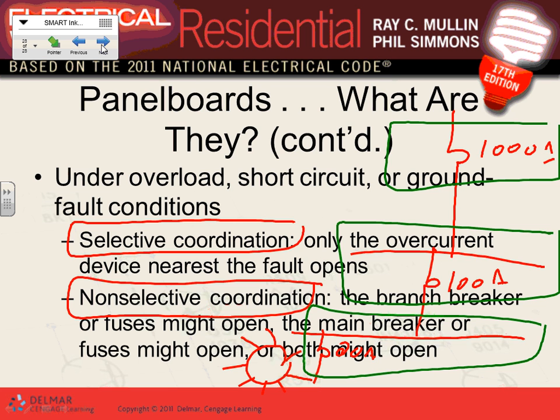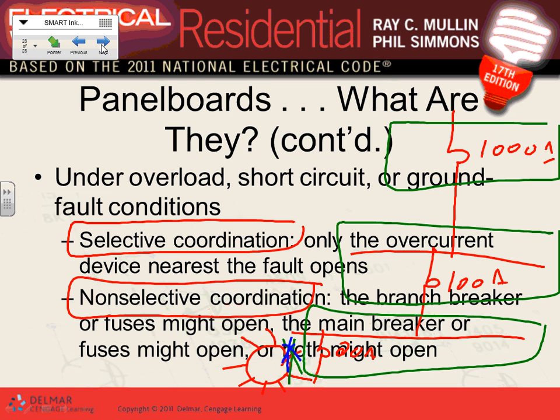Here's what selective coordination is. What happens if I have a short circuit right in here? So whom am I going to pick on? Brian, my friend, grabbed phase A and tied it directly to the frame of this fixture. It's a ground fault or short circuit. Which circuit breaker do you want to trip first? The 20 amp, the 100 amp, or the 1000 amp?